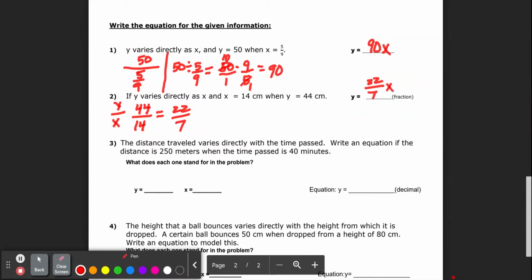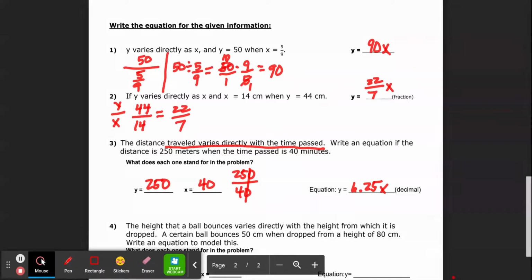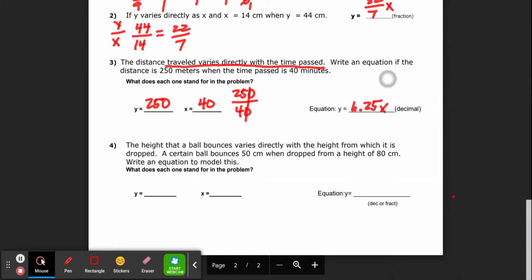Number 3. The distance traveled varies directly with time passed. Write an equation if the distance is 250 and the time passed is 40. Remember, it's still y divided by x, and we can write this as a decimal. So 25 divided by 4 is 6 1/4, so 6.25x. Not that bad.